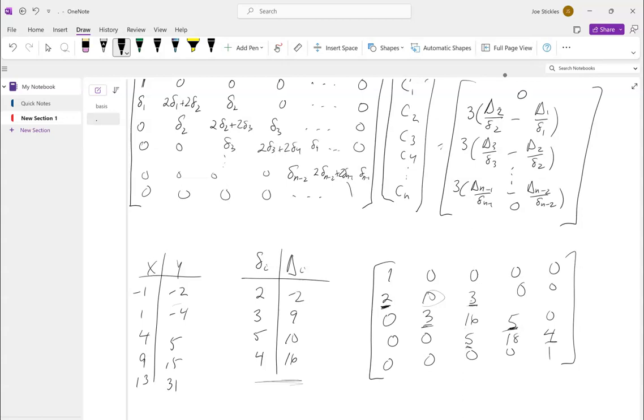It's 3 times the difference of consecutive ratios of deltas, right? The first one we're doing 1 and 2. The next one we'll do 2 and 3. The next one we'll do 3 and 4 until we get to n minus 2, n minus 1. We have to stop at n minus 1. That's all the differences we have, right? So we have to stop. Okay. All right.